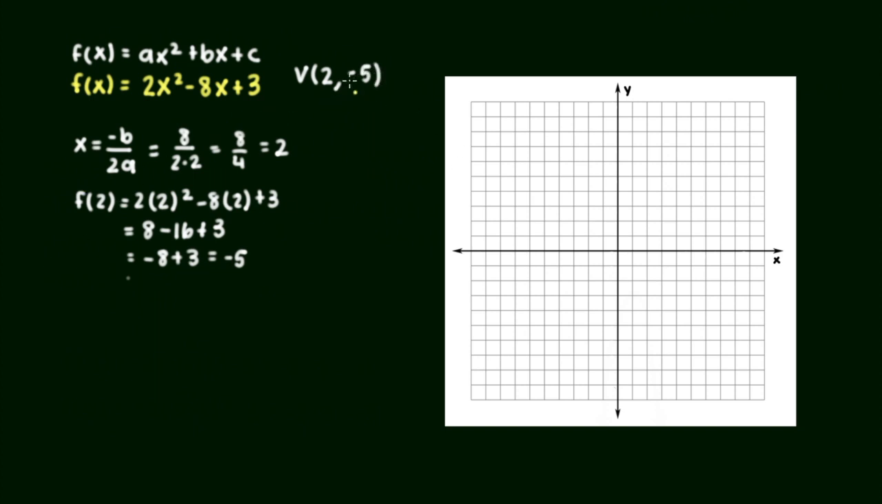We can go ahead and plot that. That would be 2, negative 5. That would be right there.